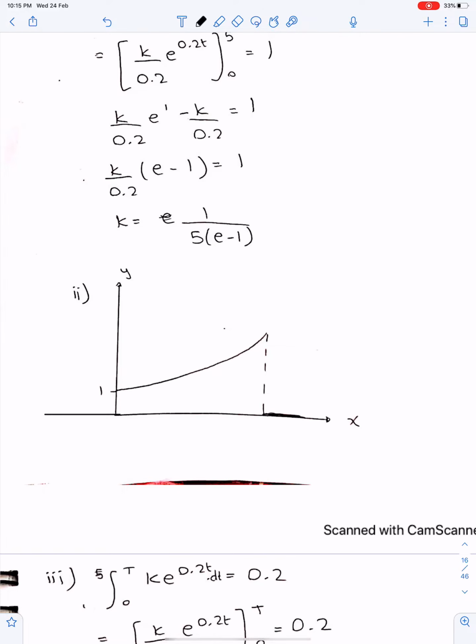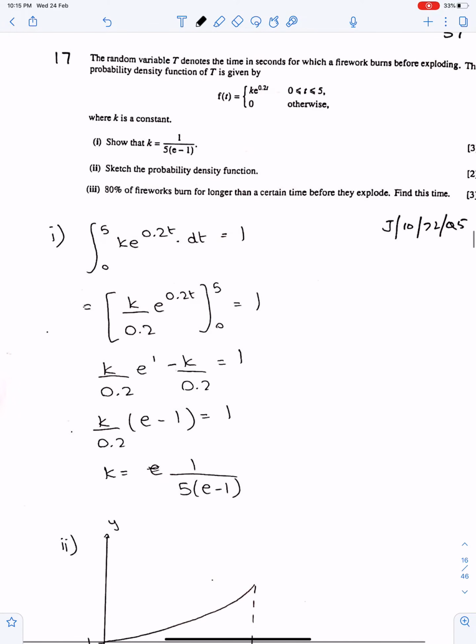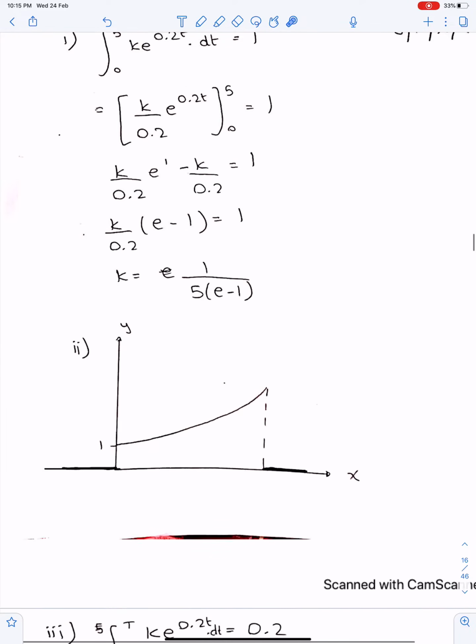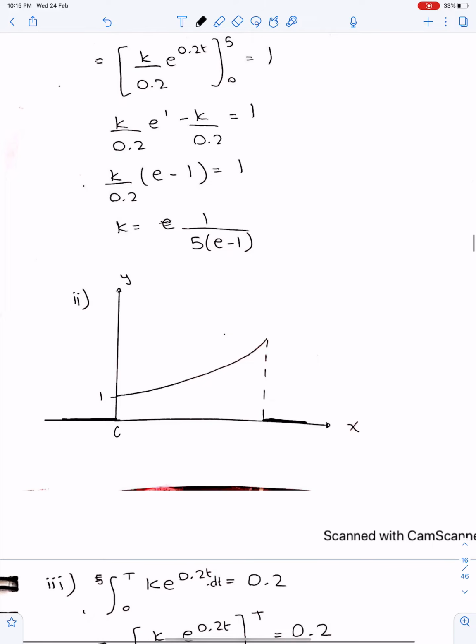See, the lines are bold. This bold line is compulsory. And here, the line should be bold, because outside this range, the PDF will not be defined. Whenever they ask to sketch, you should sketch according to the given values of t or x. In this case, according to the given values of t. The values of t are 0 to 5, and outside this range you should draw bold lines.